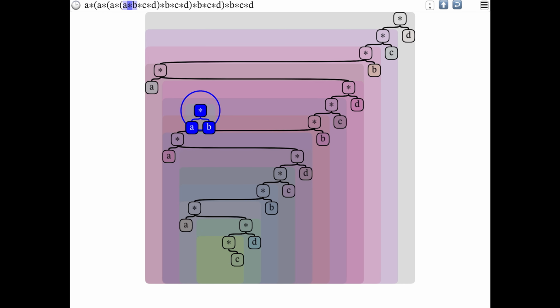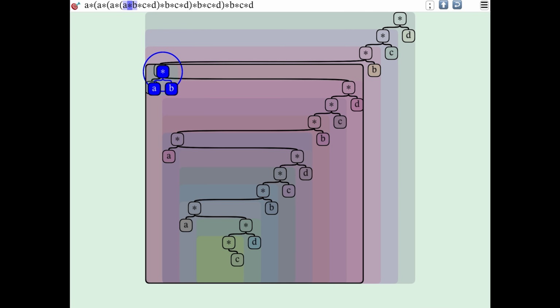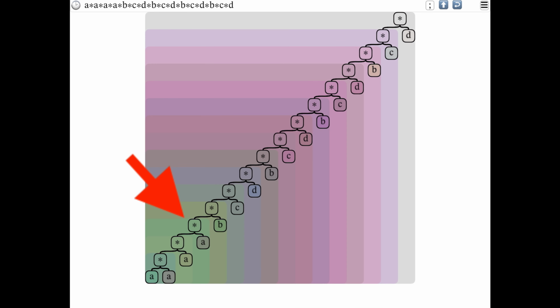Notice we're not dragging the A's to reassociate. We're dragging from and to the operators that own the A's, because association is a relationship between operators, not operands. All of the A's are now together in one place. And we can factor these together into one term.